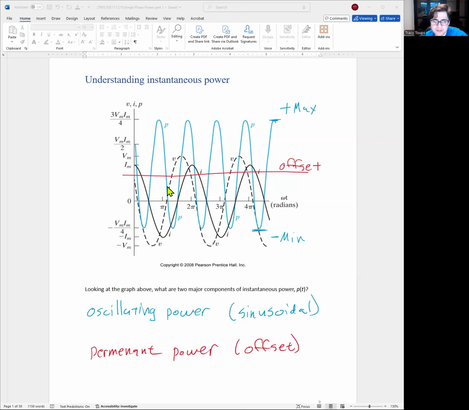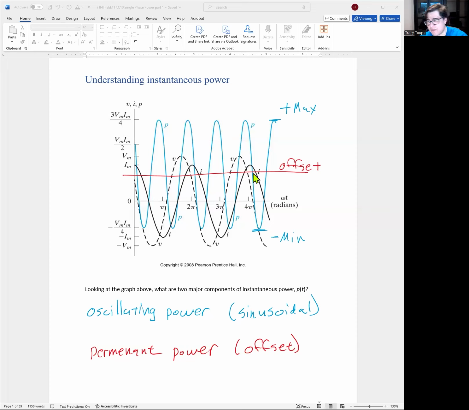But notice that the center of this sinusoidal function is not on the zero axis. We're so used to cosine and sine functions floating up and down across the zero axis. This one is a little bit above. In red, I drew where the center would be. It's equally oscillating up and down across this red bar right here. This is our offset.